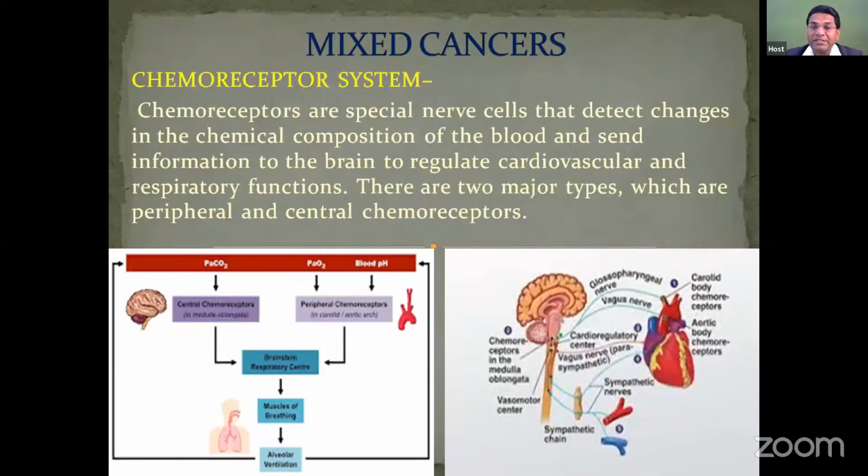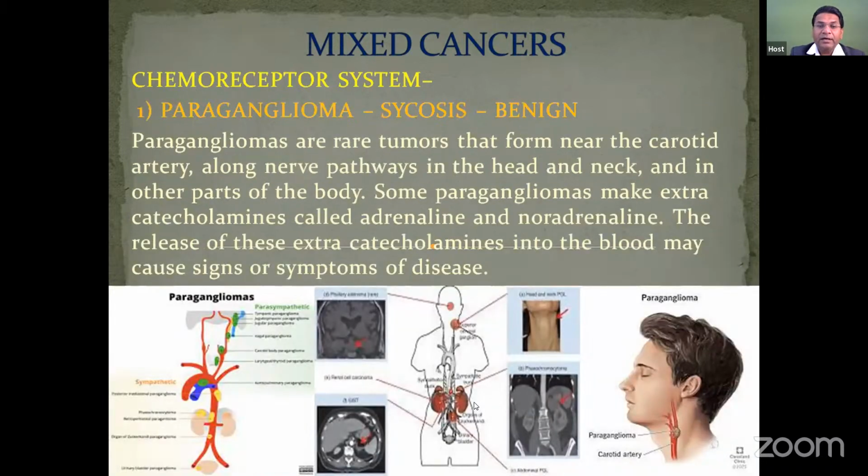तो chemoreceptor system बॉडी की उसमें भी कैंसरस ग्रोथ होती है. तो टू टाइप्स होते हैं कीमोरिसेप्टर सिस्टम के, एक पेरिफेरल, दूसरा सेंट्रल. यस, सो यहाँ पे चार्ट में आप देख सकते हैं टू टाइप्स, सेंट्रल कीमोरिसेप्टर एंड पेरिफेरल कीमोरिसेप्टर. यस, तो कीमोरिसेप्टर्स में कौन सी ग्रोथ होती है, बिनाइन और मैलिग्नेंट.